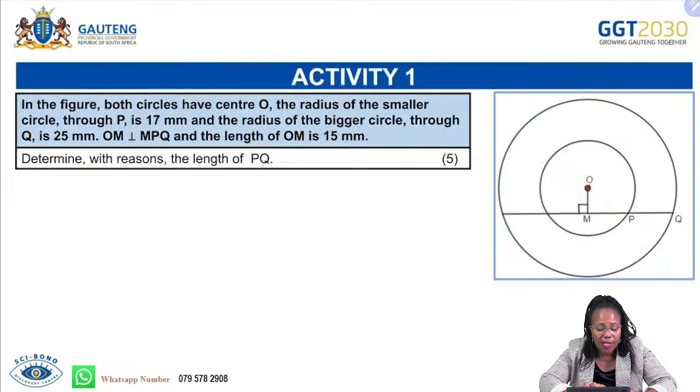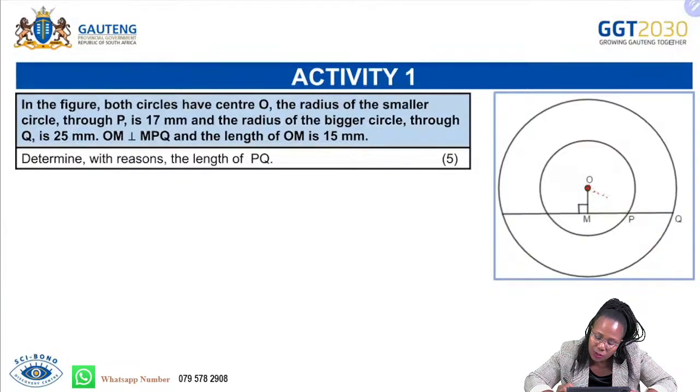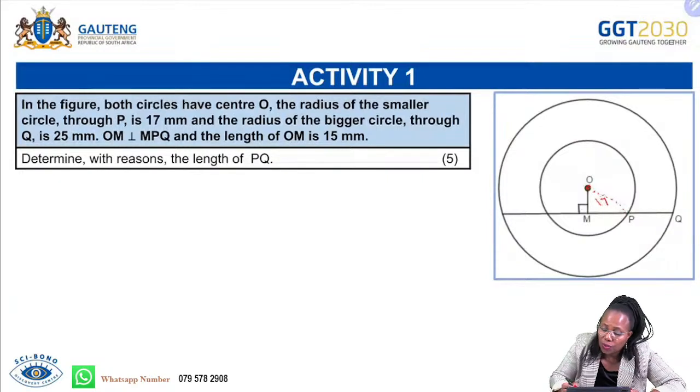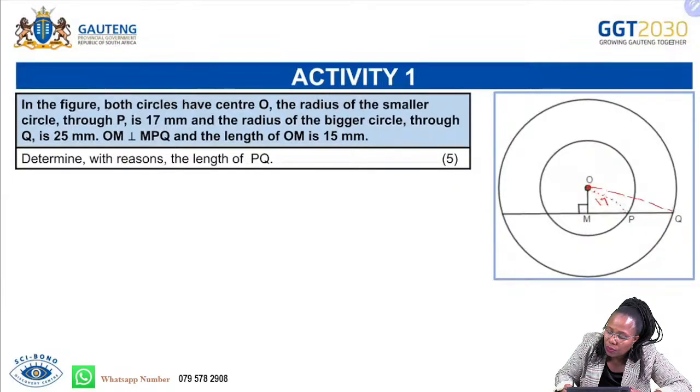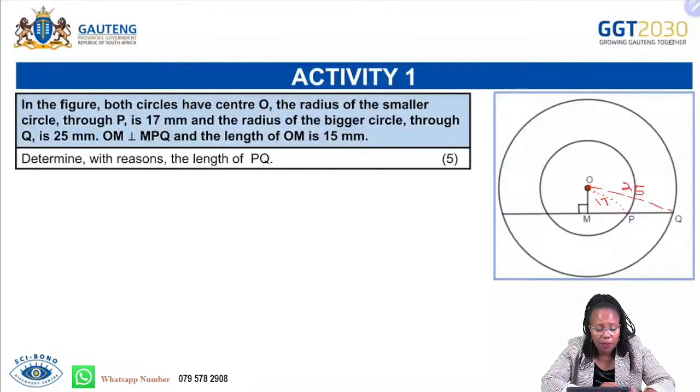The radius of the smaller circle through P is 17 millimeters. So you need to bring the radius through P there. This is the only theorem where you can construct lines. You are not allowed to add any lines in other theorems. It's only the line drawn from the center that you can draw your radii. This is 17 millimeters, and the radius of the bigger circle through Q, we are taking this to Q, is 25 millimeters. And then OM is perpendicular to MPQ as it is indicated there, grade 12.